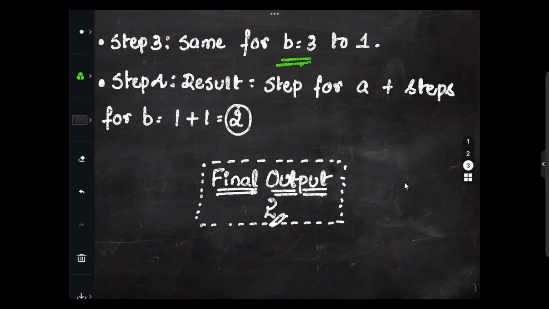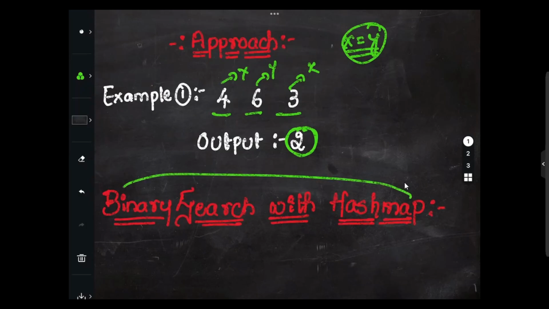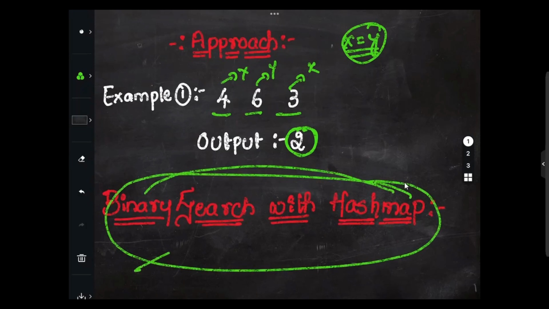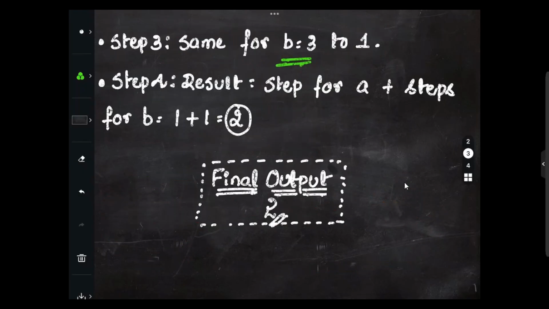I forgot to say one thing: we will be going with binary search for this particular problem, right? We'll be making use of binary search along with the hash map to solve this problem. Here, the same goes with b equals 3 to 1.